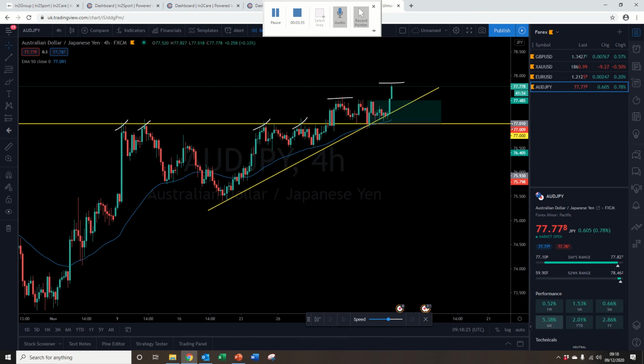Quite a simple video, but you can clearly see with just an ascending trend line and marking out a key level of resistance, it's been broken. That's how simple trading can be. You just need to look for those high probable areas to take your setups.